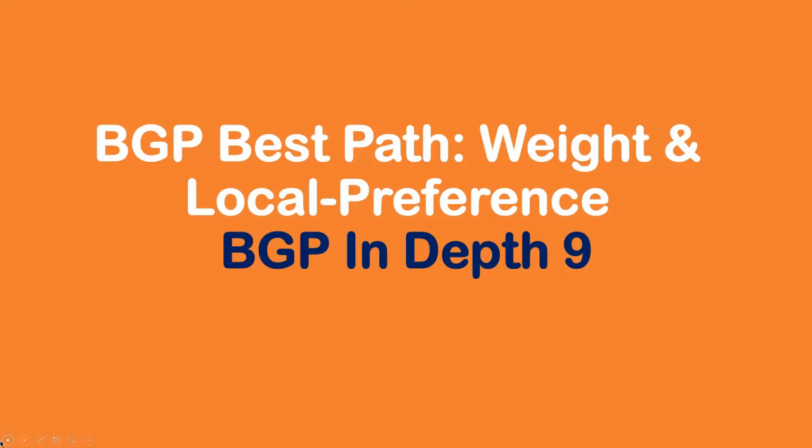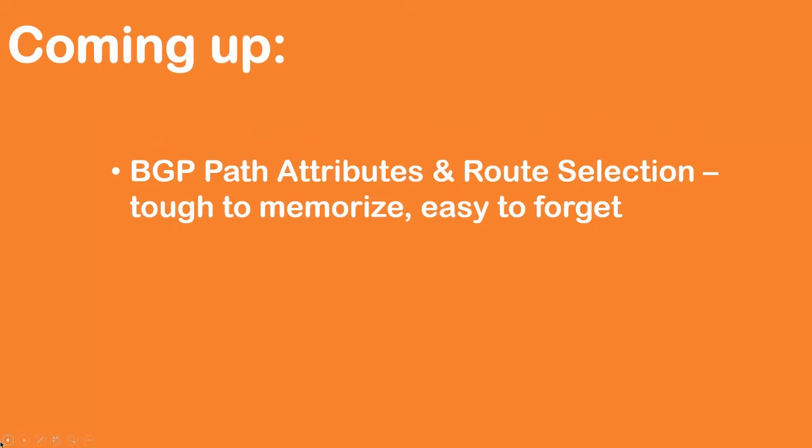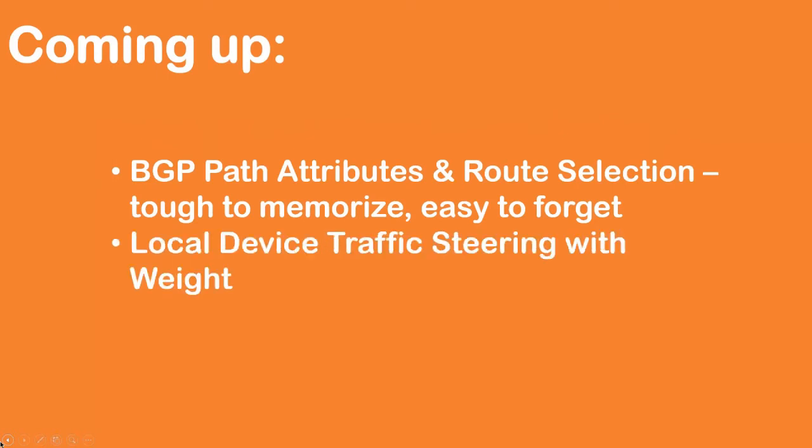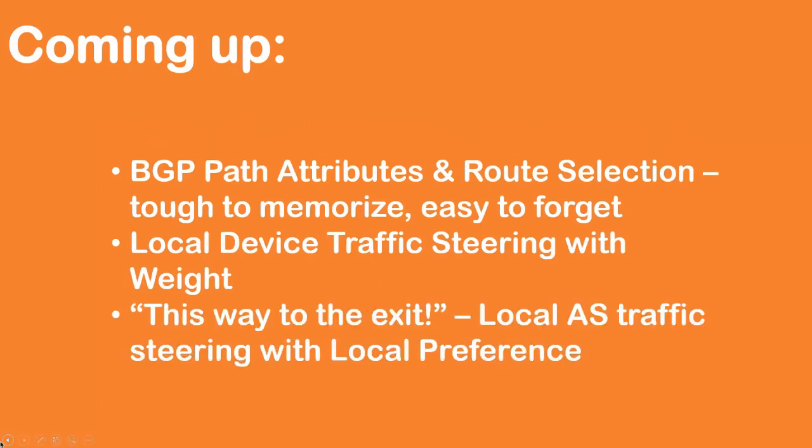So for the next few videos, I'm going to be focusing on BGP best path. Coming up, BGP path attributes and route selection. Then I'm going to be focusing on local traffic steering with weight. Then moving on to local AS traffic steering with a focus on local preference. And I've got a couple of demos to illustrate these attributes for you.